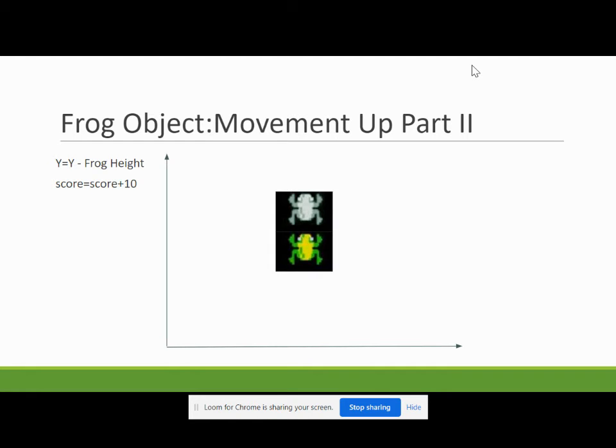Now, we could do it like that, but that leads us to a problem. And this is why I say play the game on paper first. There's nothing to stop the player spamming the score. So let's say the frog starts off in the safe position on the pavement at the bottom of the screen. They could jump up onto the road. Score equals score plus 10.